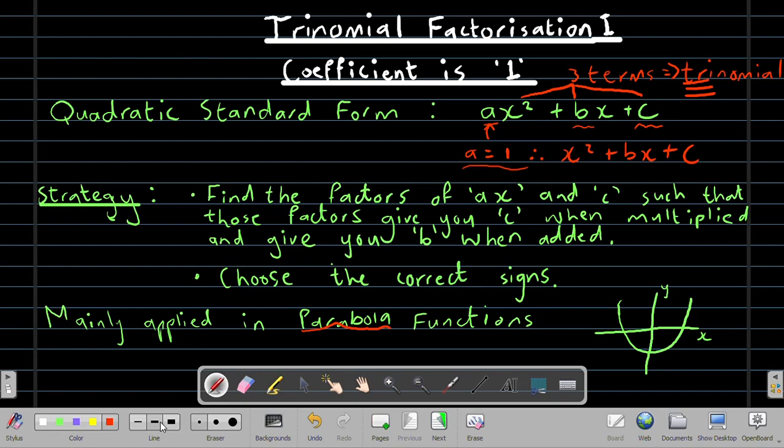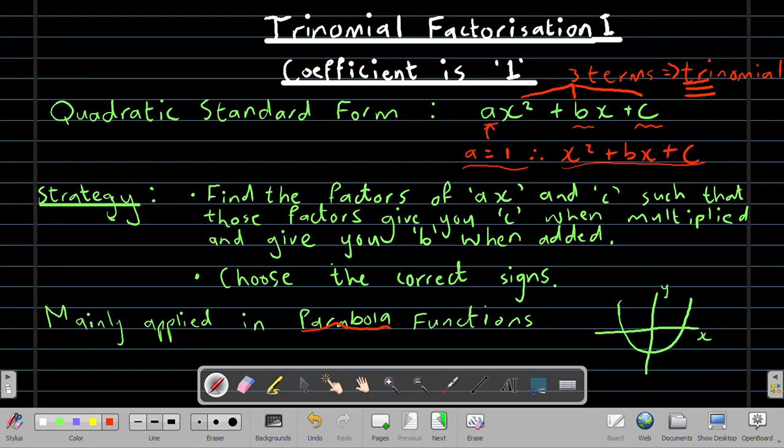But let's jump right into it. So we're going to be looking at trinomial factorization, and we're going to be looking at the special case in which the coefficient will be 1. So this means that a is going to be equal to 1. So we're going to be dealing with basically something like this: x squared plus bx plus c, from which we got that from the standard form, which is ax squared plus bx plus c. If a is equal to 1, this is what we get.